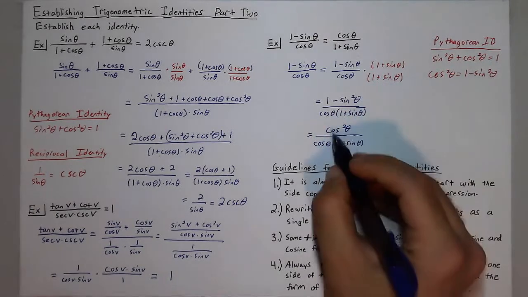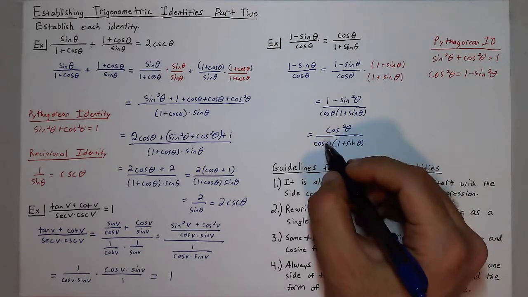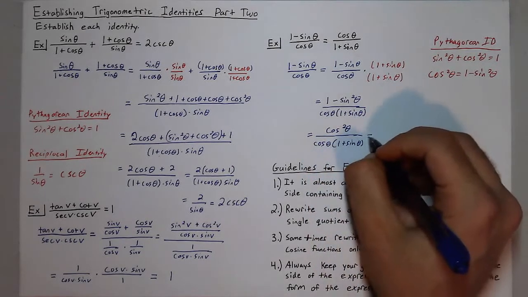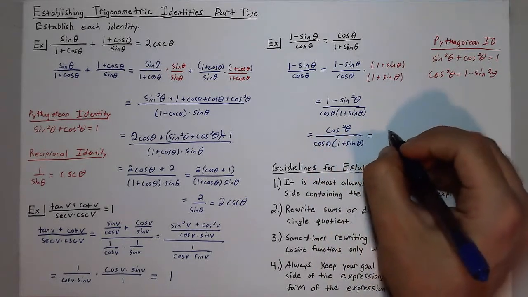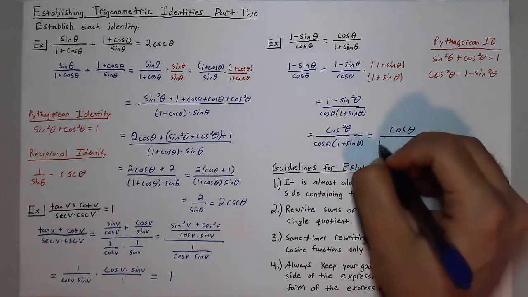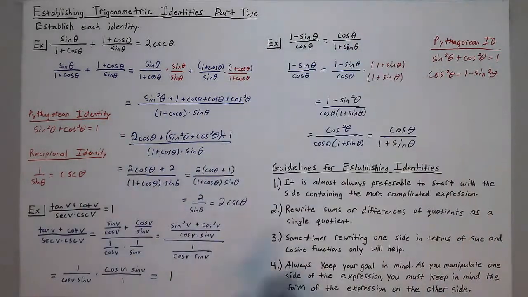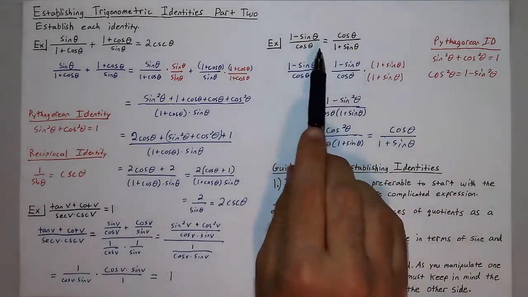And very conveniently, I have two cosine factors in my numerator and 1 in my denominator. So 1 can be canceled out of both the numerator and denominator, leaving me with cosine of theta over 1 plus sine of theta, which is what I was going for. Now it's a more tricky identity to establish.